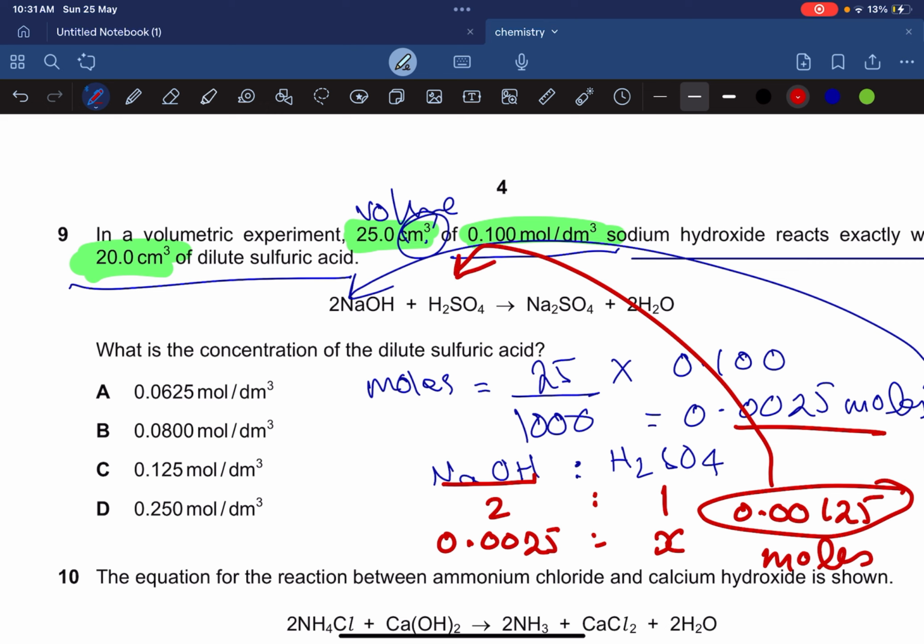Now what do we have to find? What's the ask in this question? The concentration of dilute sulfuric acid. How are we going to get it? We have the moles of sulfuric acid. That's simple. Moles divided by the volume is going to give us the concentration.